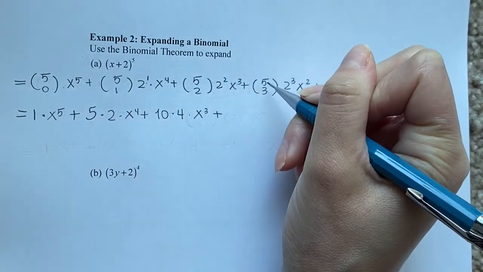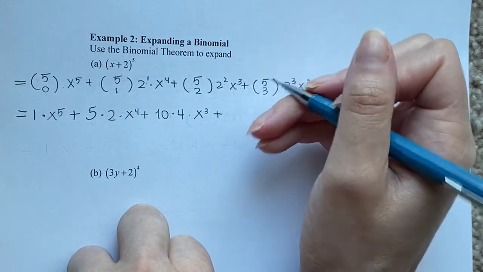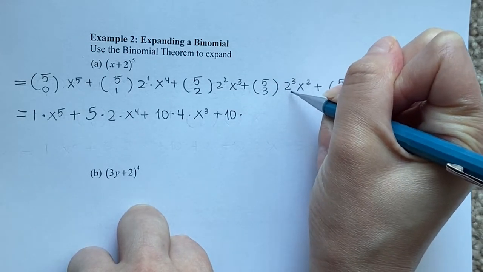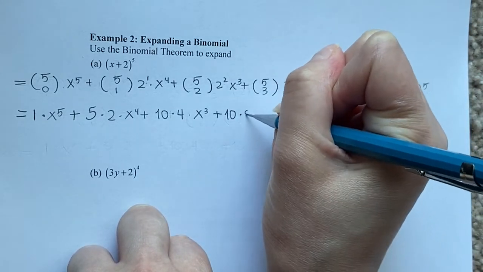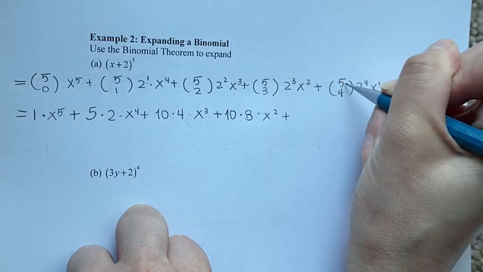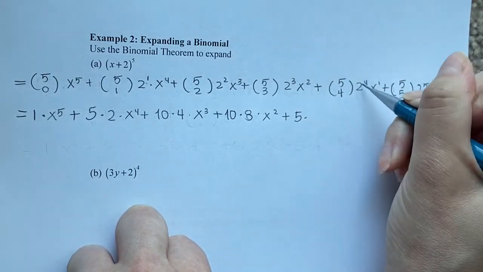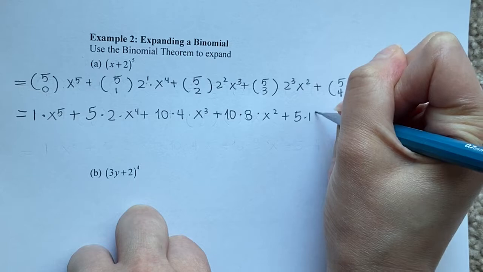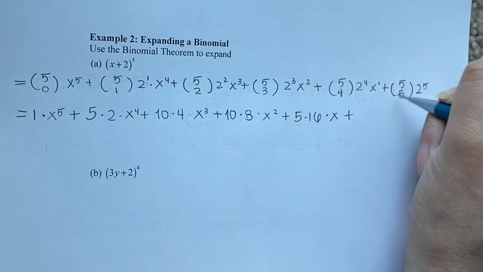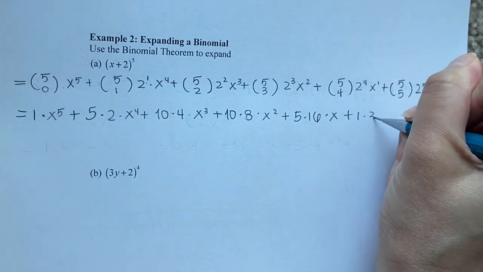Plus combinations from 5 to 3, that you know is going to be 10 again, times 2 to the power of 3. 2 to the power of 3 is 8, okay? And times x squared, plus 5 and 4, you know that 5 and 4 is going to be 5, times 2 to the power of 4, which is going to be 16, times x, plus 5 is going to be 1, times 2 to the power of 5, which is going to be 32.